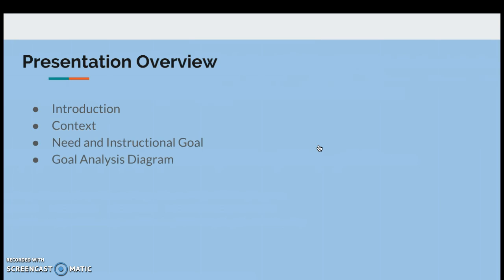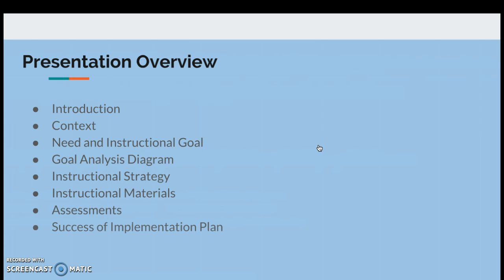I will go through and analyze the goal analysis diagram, as well as describe an instructional strategy that will be used in my classroom. I will describe all of the instructional materials that will be used to carry out the lessons, as well as assessments, and I will tell how to determine if the implementation plan was a success and give my final conclusions.